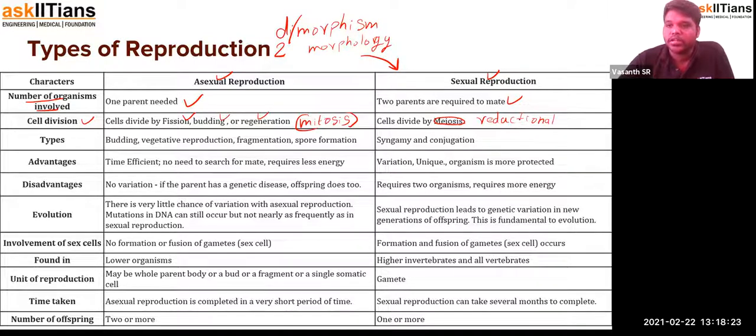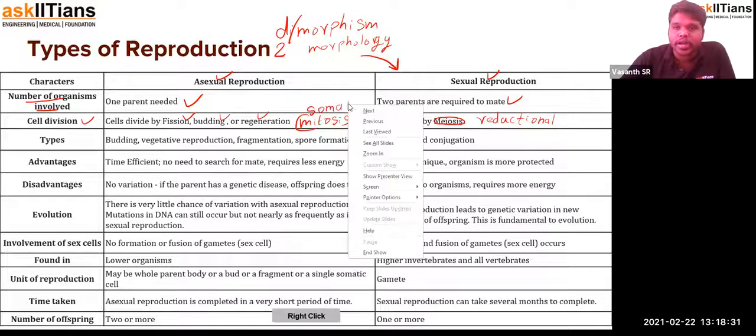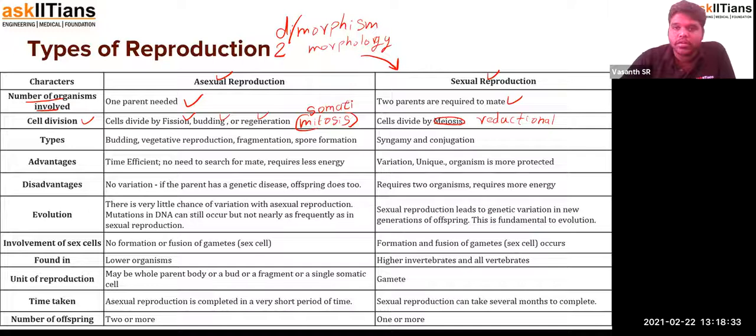Reductional division. So what is mitosis then? Mitosis is called somatic division. What is somatic? Soma means body. So body cells, body division. So next one, there are different types.